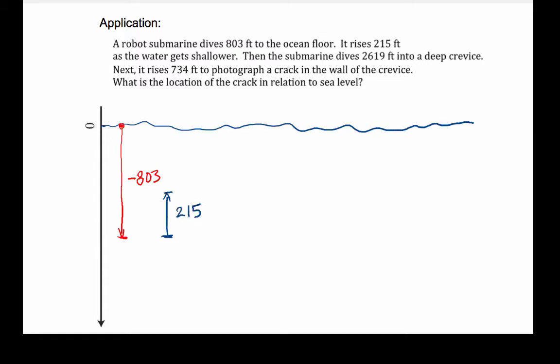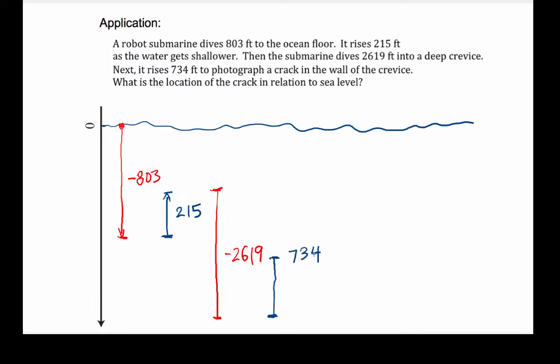It rises. From there, the submarine dives 2,619 feet. So if the submarine were here, it's going to dive 2,619 feet. And again, that's a negative value because it's diving, it's going down from 0. And then from there, the submarine is here. It rises 734 feet.